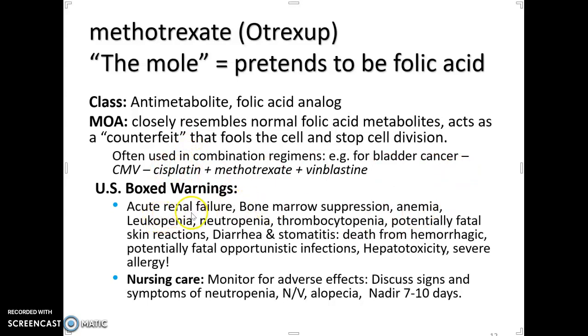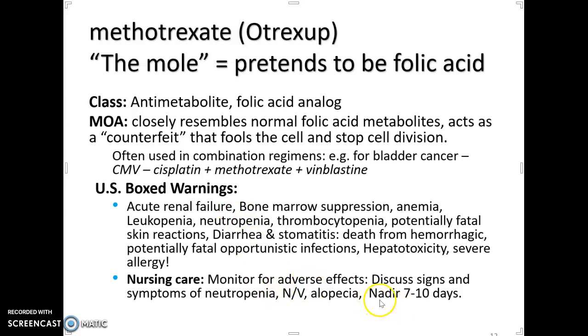Boxed warnings, so it can cause acute renal failure, bone marrow suppression, anemia, leukopenia, neutropenia, thrombocytopenia, those are all basically signs of bone marrow suppression. Potentially fatal skin reactions, diarrhea, stomatitis. So I wouldn't say that any one of these is one that you really need to pay attention to other than bone marrow suppression. And then monitor for adverse effects.